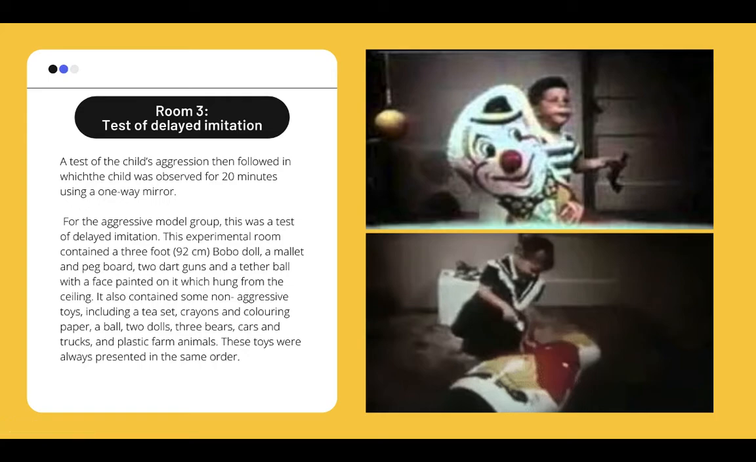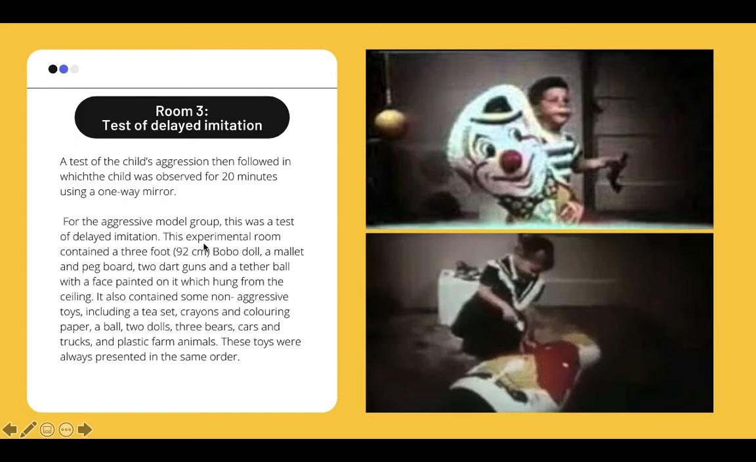Okay, room 3. This is where we try to see whether they imitate the behaviors that they observe in room 1. So this is a test of the child's aggression, in which the child was observed for 20 minutes using a one-way mirror. So they were observed for 20 minutes.